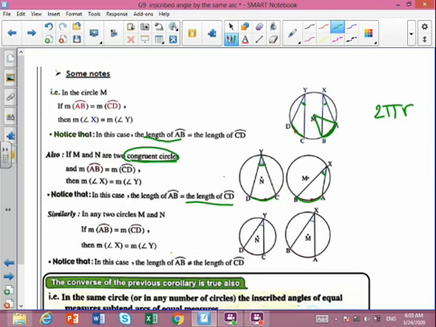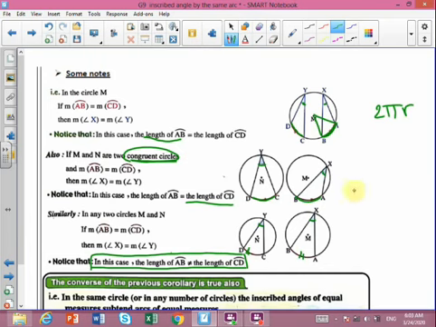What about in any two circles like M and N? They are not congruent, they are two different circles. If the measure of arc AB equals the measure of arc CD, then measure X equals measure Y. But in this case, the length of arc AB doesn't equal the length of arc CD. And why? Because the measure of the arcs are equal.